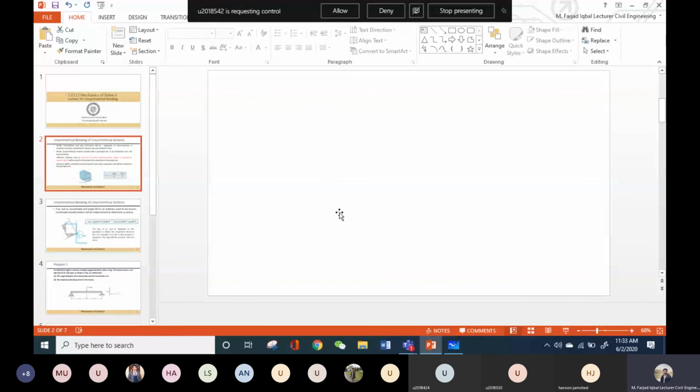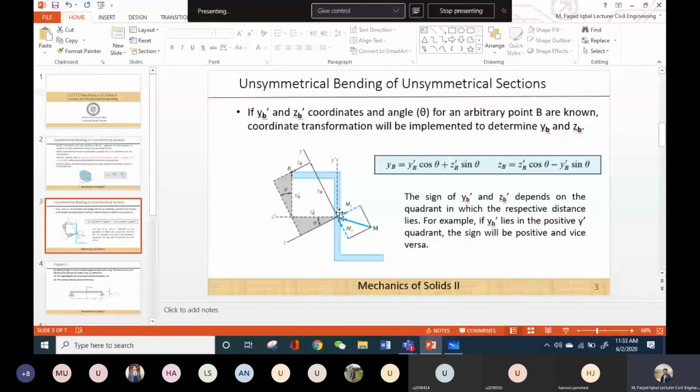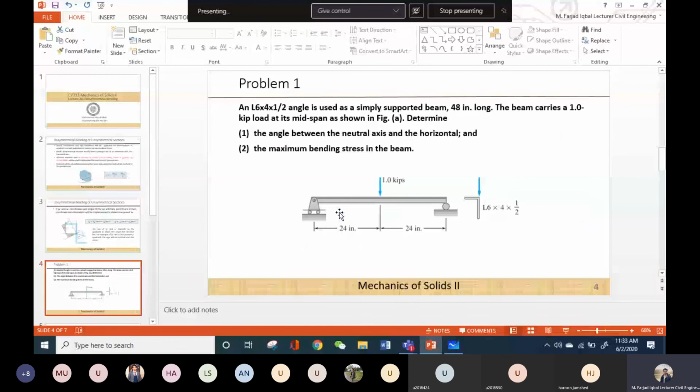So let us solve one simple example, then you can better understand this concept. We have this L section on which a load of 1 kilopound is acting at the center. The distances are 24 inches on either side, and we need to calculate the orientation of the neutral axis with the horizontal axis. The second thing is we need to calculate the maximum bending stress in the beam. And this is our cross section, which is L6 by 4 by 1/2.